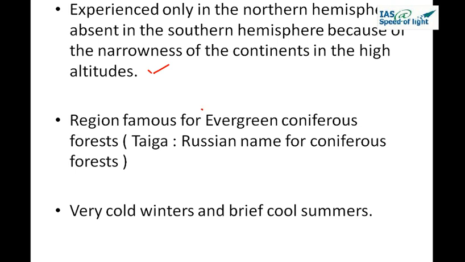This is very important. Now, this is the area where we find evergreen coniferous forests. Coniferous forests are the forests or the trees that have the cone shape, and these are the evergreen forests. They are not the deciduous, which shed their leaves in the summers, and these coniferous forests are normally found in the higher altitudes. So famous for evergreen coniferous forests, and taiga is the name of this evergreen coniferous forest in Russia.